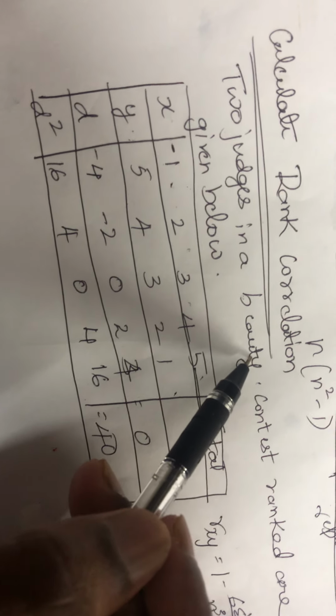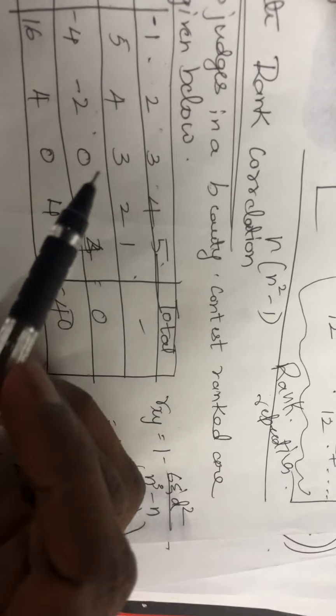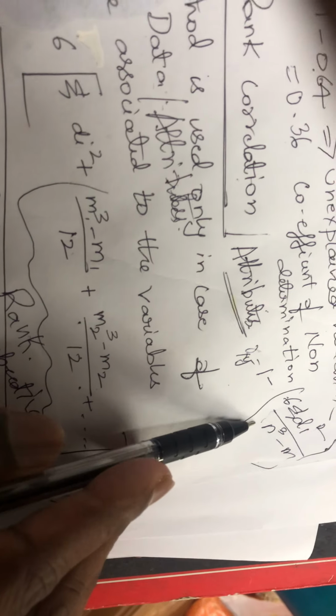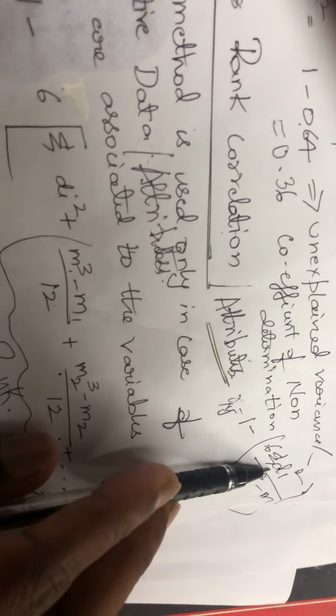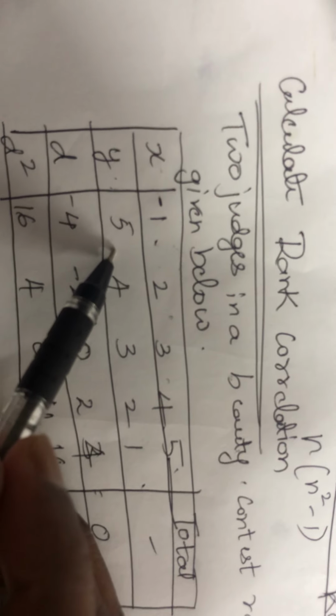So the first step is to find the difference between the ranks. Spearman's rank correlation is Rxy equals 1 minus 6 summation di square divided by n cube minus n. D is nothing but the difference between the ranks. That is what we have to do here now. Difference between the ranks: if it is a negative number, you write it as it is.